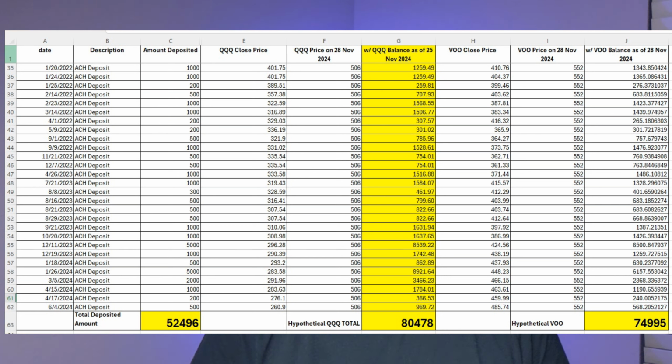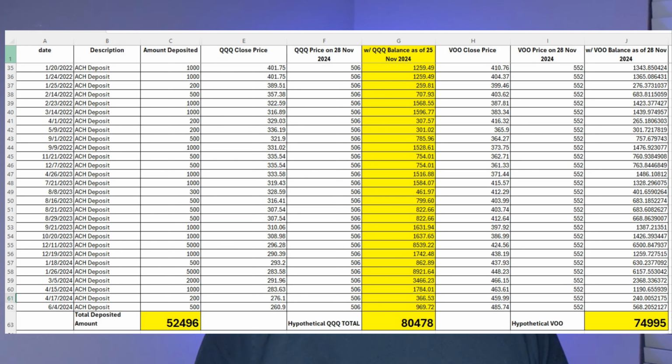I picked the dates and the amounts I have deposited, and I have written a little code to track the VOO price on that particular day and how many shares I would have gotten if I had purchased VOO stock on the day when I deposited the money. And I've done the same thing with QQQ. So you can see on the screen, each date I have the amount deposited, the QQQ close price and the VOO close price.